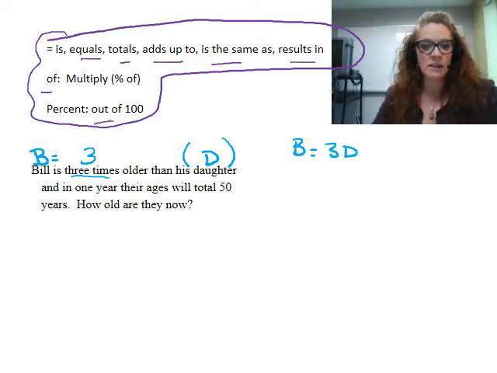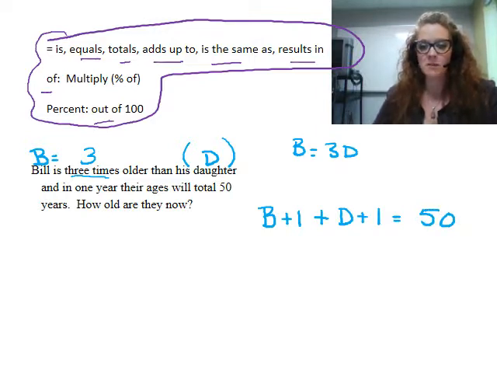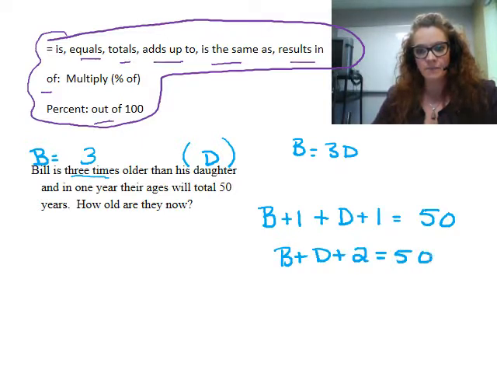It also says in 1 year, their ages are going to total 50. So Bill's age plus 1 plus the daughter's age plus 1 all adds up to 50. Interesting, hey? So we could actually figure this out. B plus D plus 2 is 50. Or B plus D right now is 48. Sorry, I didn't show you how I did that.